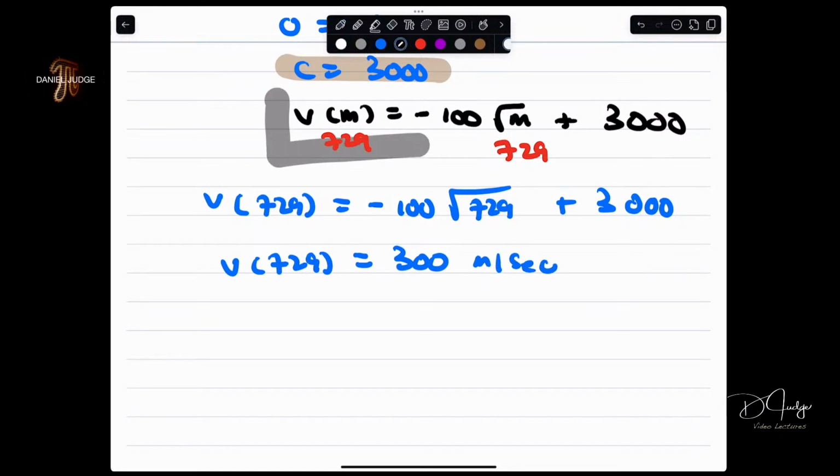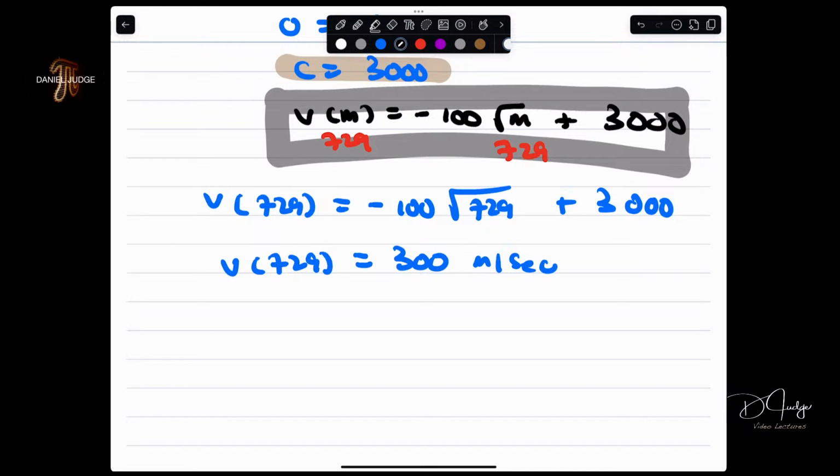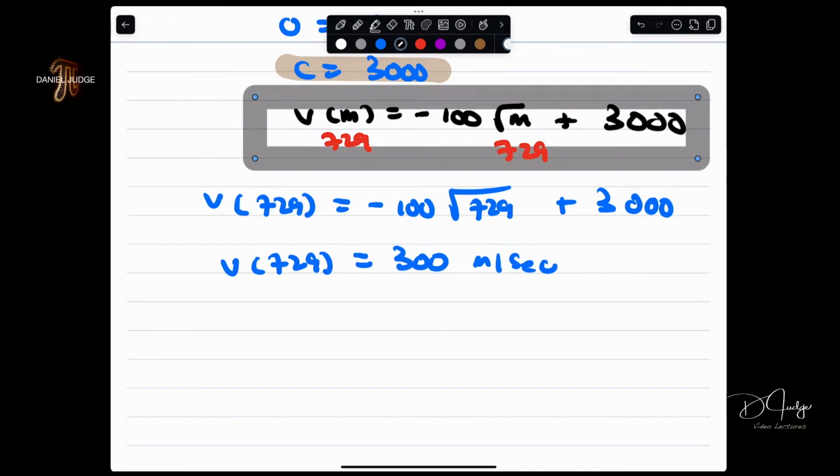Okay, so here's the function. Here's the answer to what they're looking for, that when the mass is 729 kilograms, 300 meters per second is the velocity.